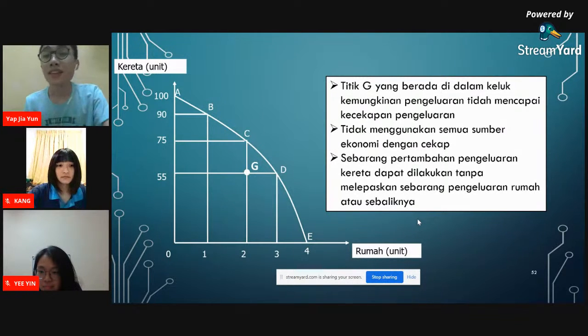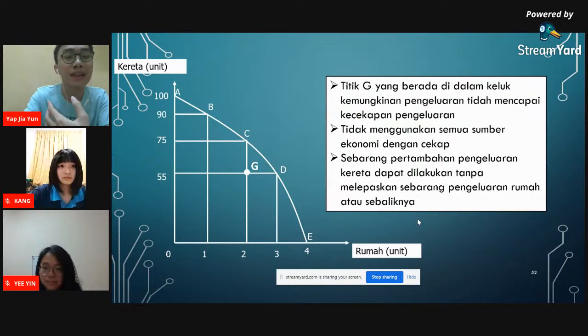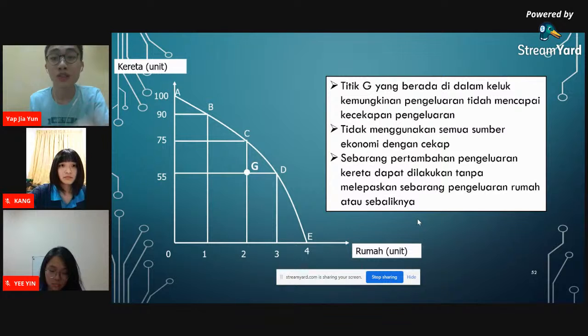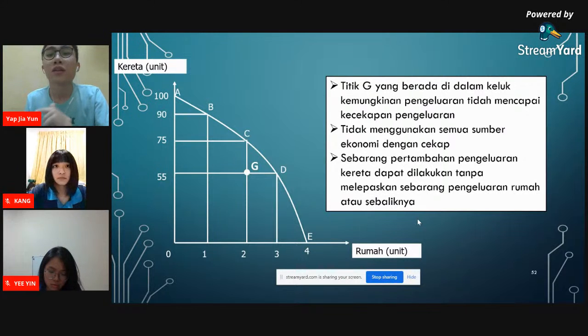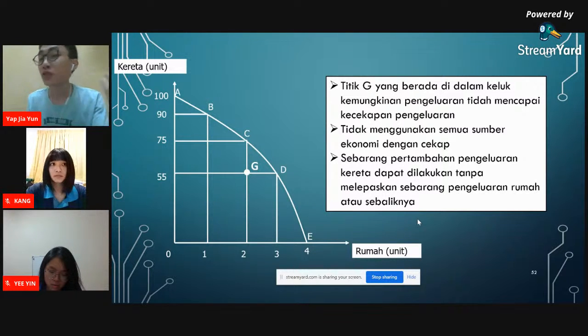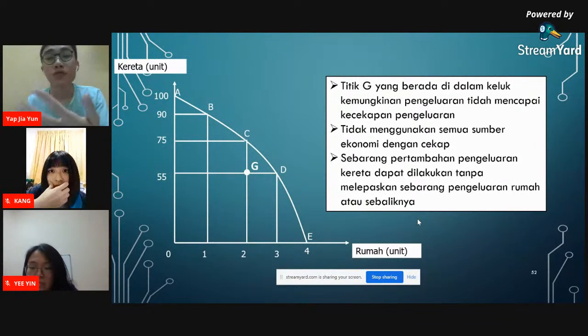Kita tidak menggunakan sumber ekonomi dengan cekap. Oleh itu, kita tadi sudah belajar, kita perlu melepaskan barang lain untuk mendapatkan suatu barang jika berlaku pada titik keluk kemungkinan pengeluaran. Jika berlaku di dalam titik keluk kemungkinan pengeluaran, ini maksudnya kita boleh menambah pengeluaran suatu barang tanpa melepaskan pengeluaran barang lain atau sebaliknya. Ini merupakan titik kombinasi pengeluaran di dalam keluk kemungkinan pengeluaran.